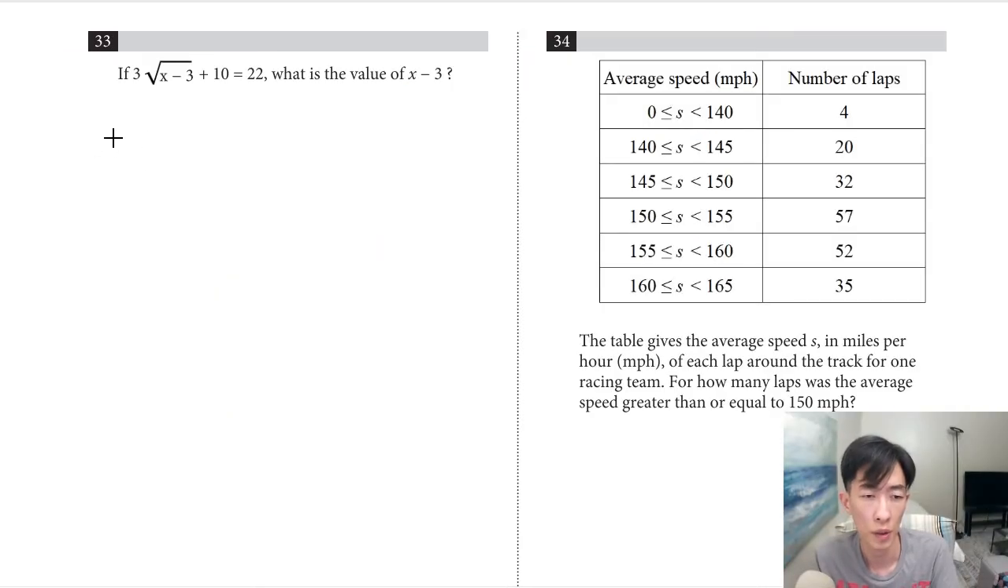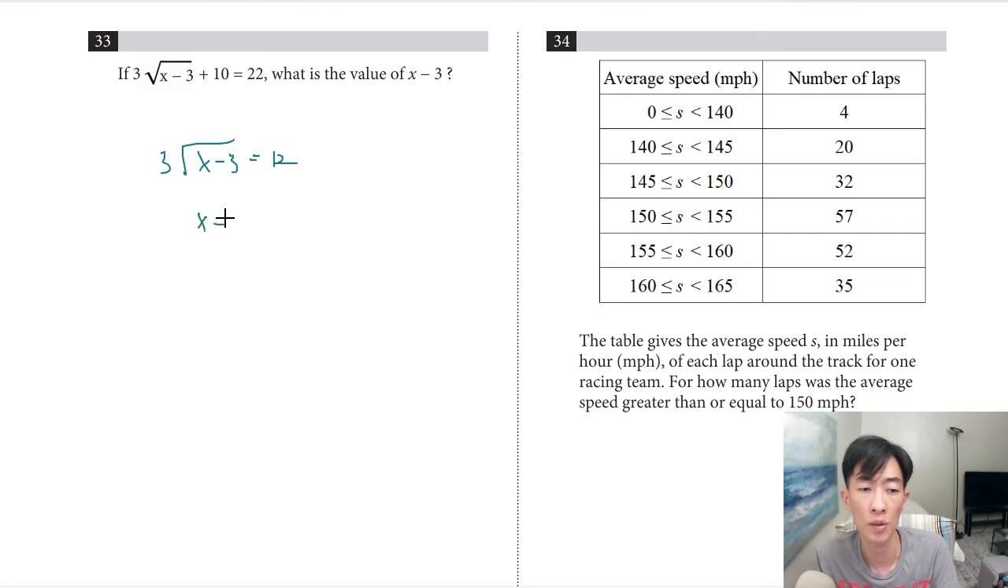Question 33, we've got an equation. What is the value of x minus 3? Since x minus 3 is in the radical, we're going to have to square both sides eventually, but let's get all the other numbers to the other side. We're going to subtract 10 from both sides, so we get 3 times rad x minus 3 equals 12.